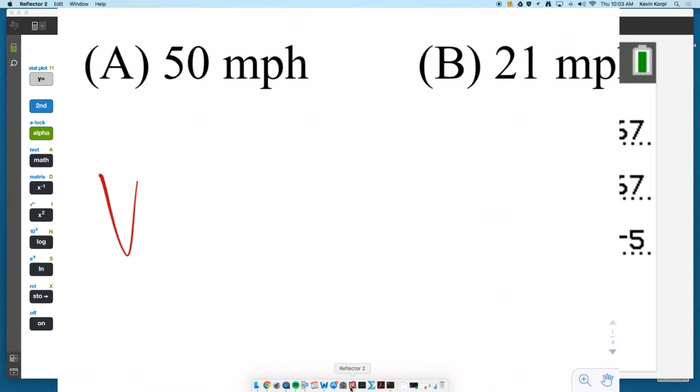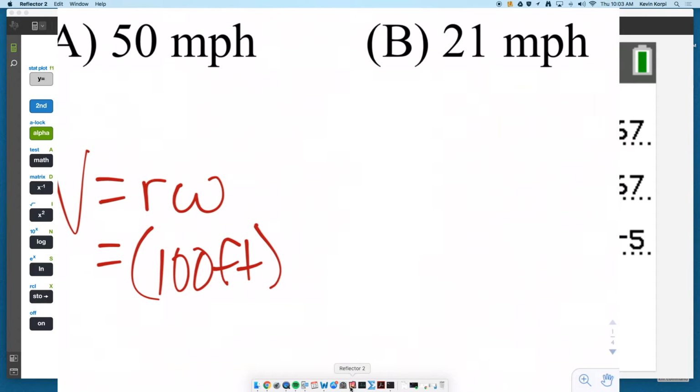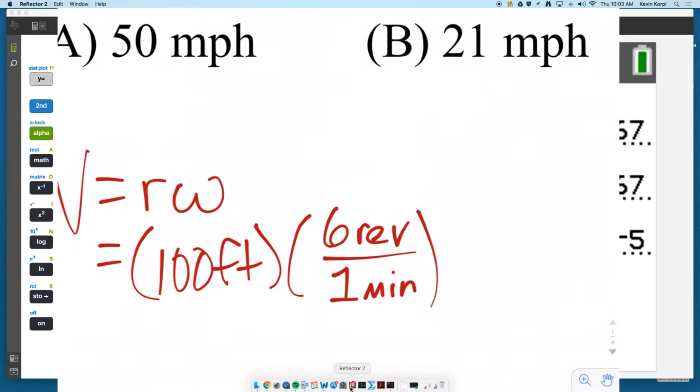So the calculation is this. V equals r omega. This is what you did on your trig whip activity. The radius is 100 feet, and the omega I gave you is 6 revolutions per 1 minute. So if you write it like that, with the 1 minute in the bottom, you can use stoichiometry. Now, if you multiply those two together, you get 600. And I'm disappointed in myself, truthfully, that I didn't put 600 as an answer choice.